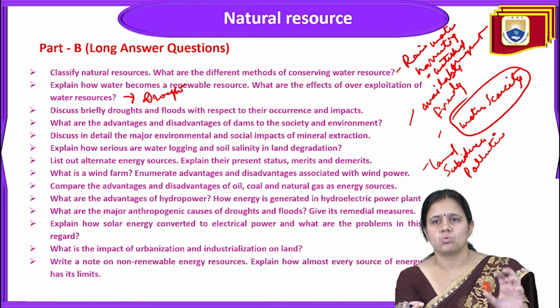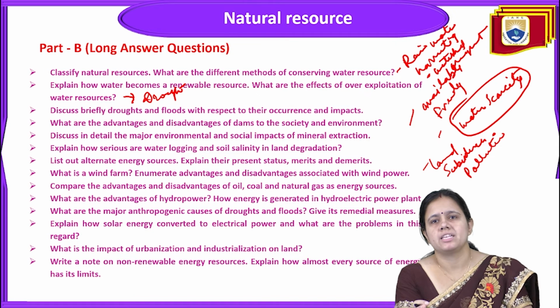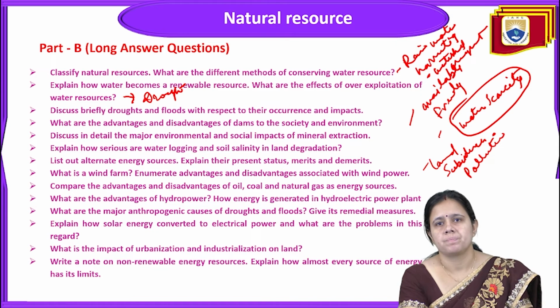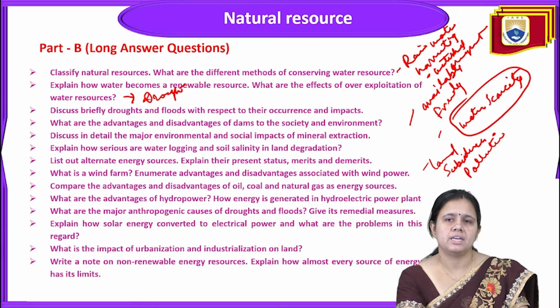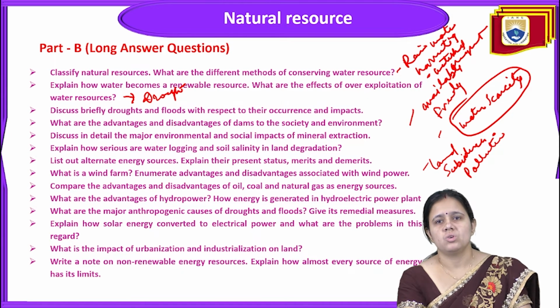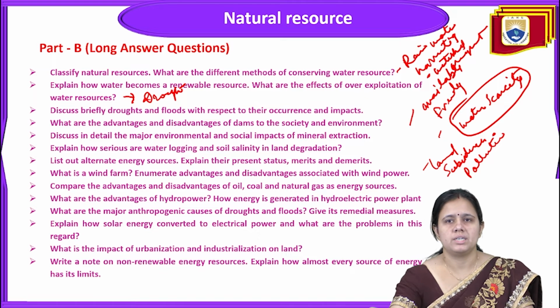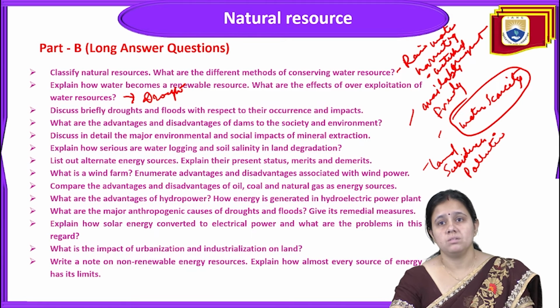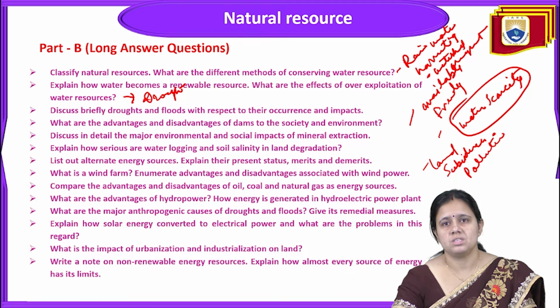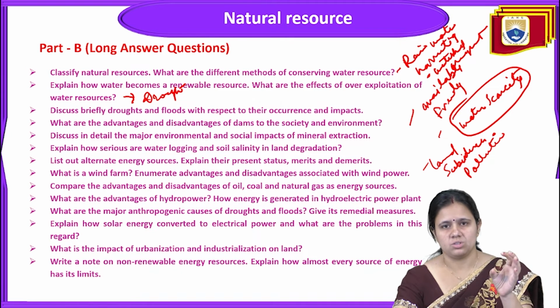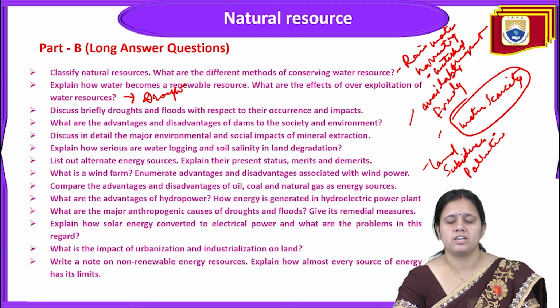And in the saline soil, the fertility of soil has been lost. Next is: list out the alternate energy sources, explain their present status, merits and demerits. So here you have to mention the alternate energy sources, meaning all those energy sources that we can use as an alternative when we compare them with the traditional energy sources.